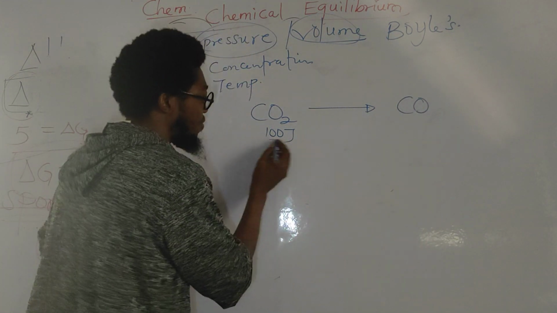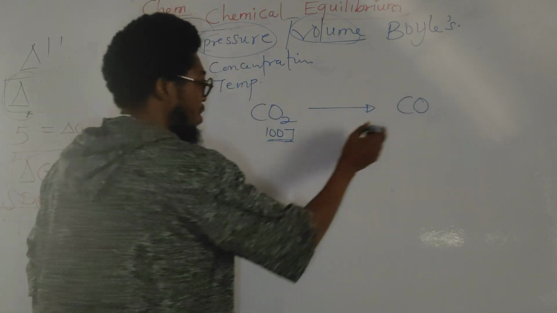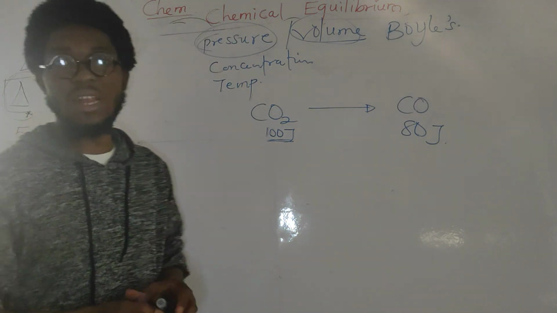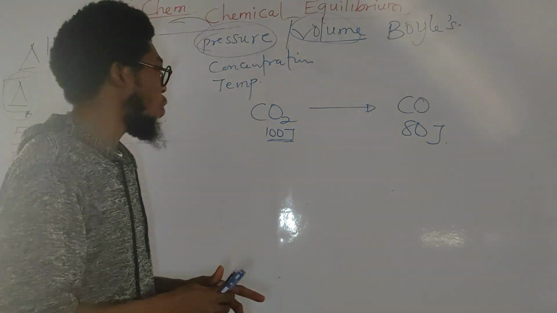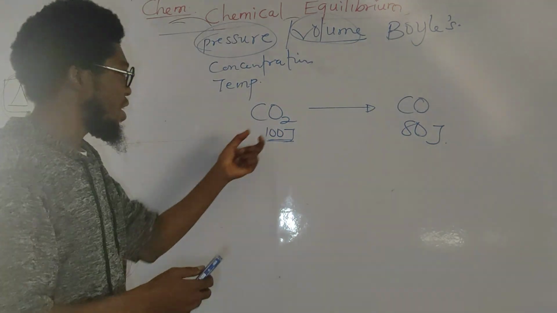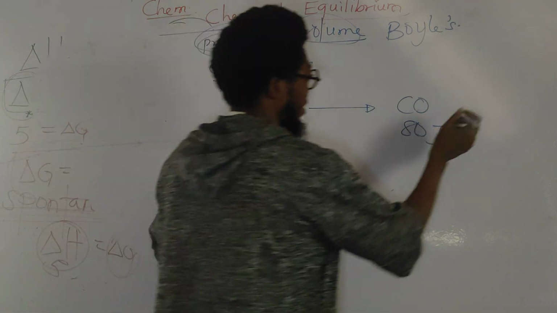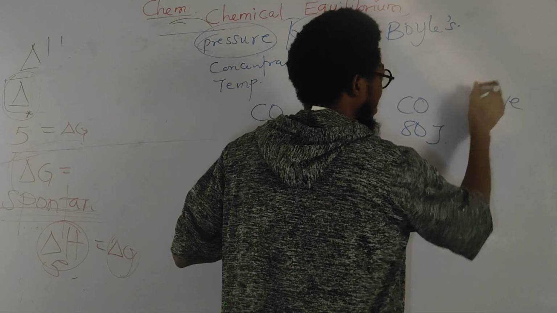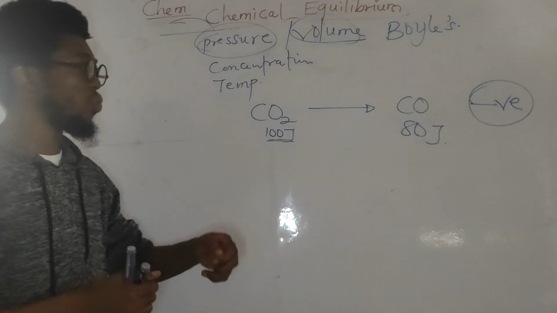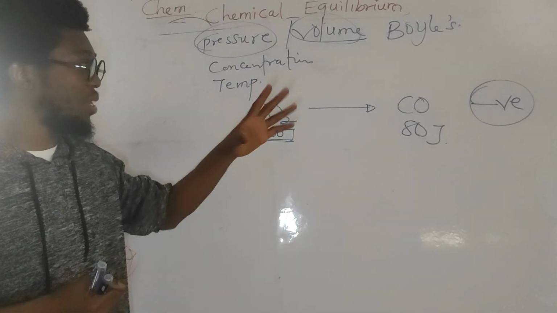CO3 can never have 100 joules. It's either it has more or it has less. If this guy, for instance, has 80 joules, this reaction can never ever occur unless I remove heat from this guy. If I remove heat from this guy, since I subtract, I will write like this. The heat that I removed from the guy, I will throw it to the surrounding. The surrounding will be hot because I've given them heat.